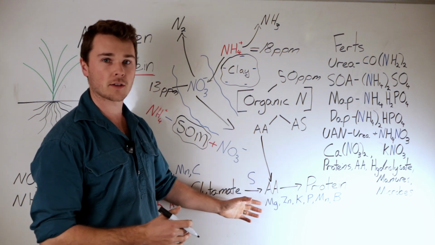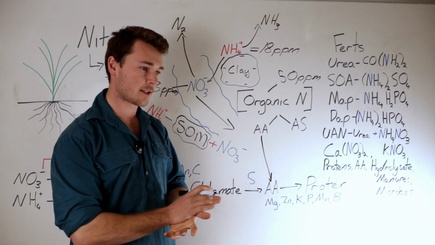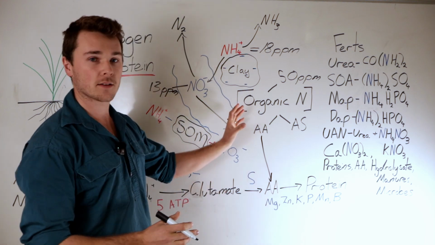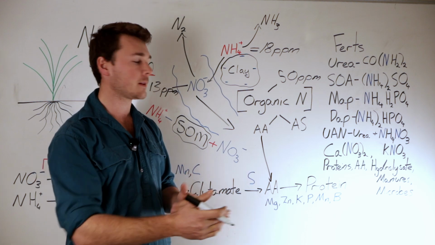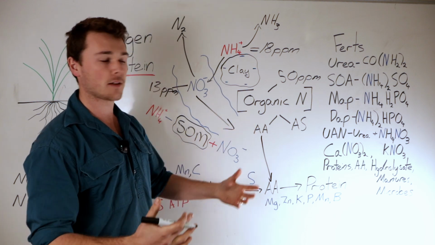Now, this process only occurs from having a really healthy soil full of organic nitrogen and full of microbes that can supply the plant with amino acids and even potentially proteins.